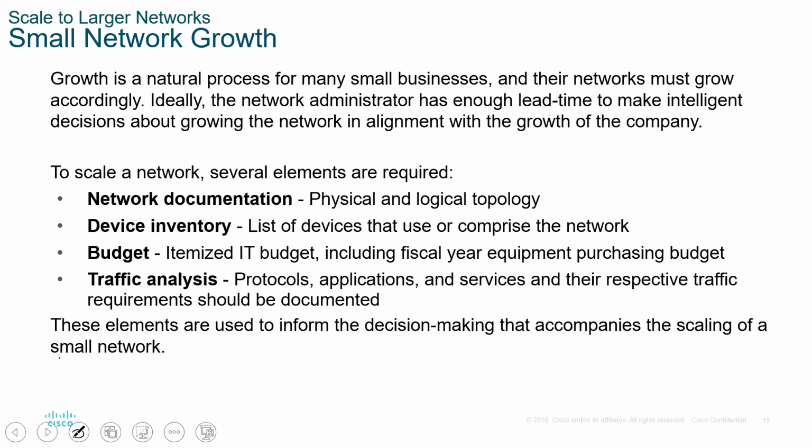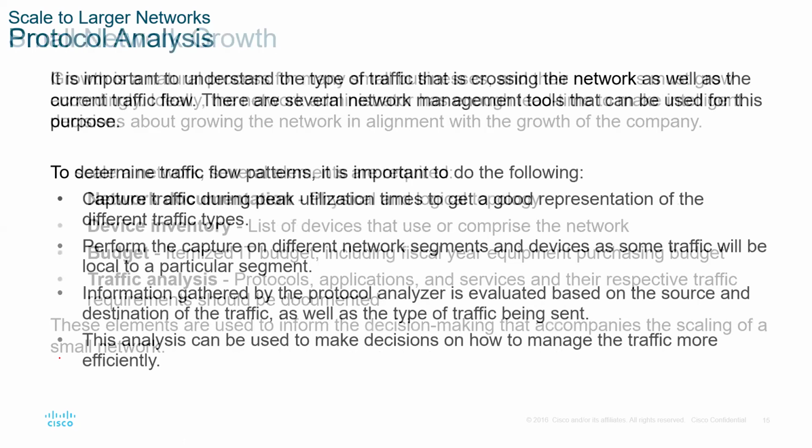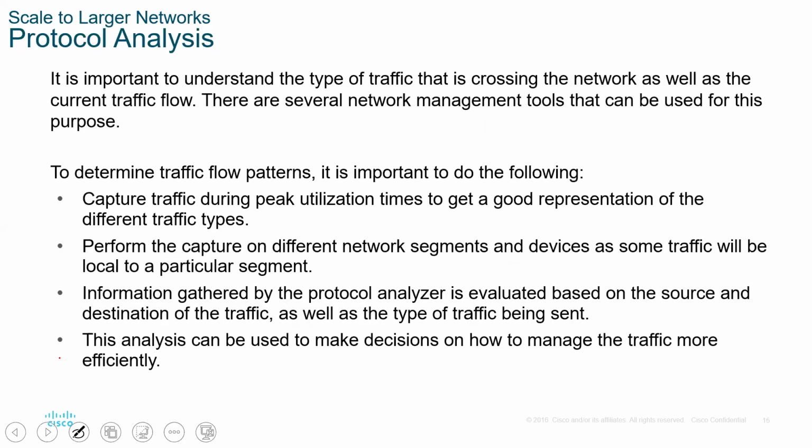Okay, then you also have your device inventory, which lists all your devices that use or comprise the network. Then you also have your budget. Itemize the IP budget, including fiscal year equipment purchasing budget and things like that. And then you look at traffic analysis that deals with protocols, applications, services, and their respective traffic requirements that should be documented. So these elements are used to inform the decision making that accompanies the scaling of a small network. So when you are building a network, you have to have that in mind.